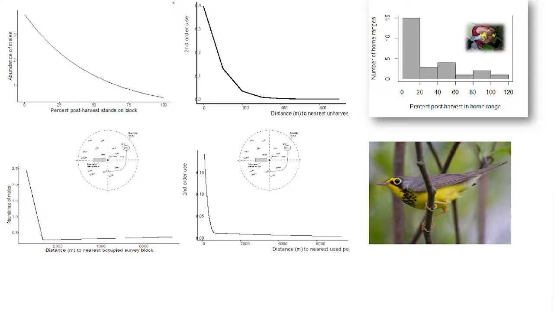In fact, what drives these birds is that they're clustered together. This is a graph showing the abundance of males and the distance to the next occupied survey block. What that indicates is that the birds are close together. They pack together in these areas, independent to some degree of the habitat. They actually have what's called a semi-colonial breeding structure.